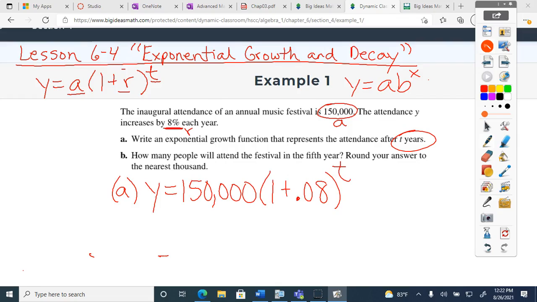Then we can reduce that just a little bit. 150,000, what is 1 plus 0.08? 1.08. 1.08 is correct. Okay? So that's part A. Isn't the 1 like a 1.00? Yeah, it's 1 plus 0.08, so it's just 1.08.